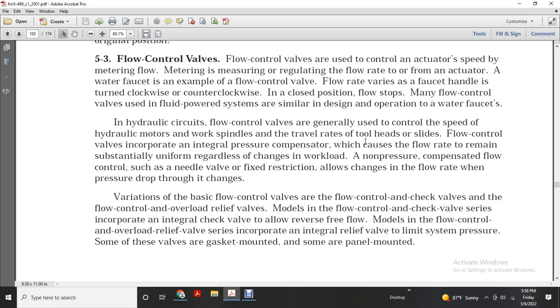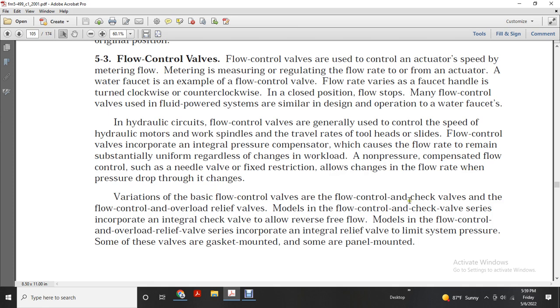Hydraulics with the flow control valve generally even the control of the speed with the hydraulic motor work spin with the range with the tool head with the slide. With the flow control valve incorporate the intake with the pressure with the compensator, which can also the flow rate to remain substantially uniform regardless of the change with the workload with the down pressure. For the compensator flow with the control of the needle valve with the flow restriction, the loud change with the flow rate when the pressure drops and changes.